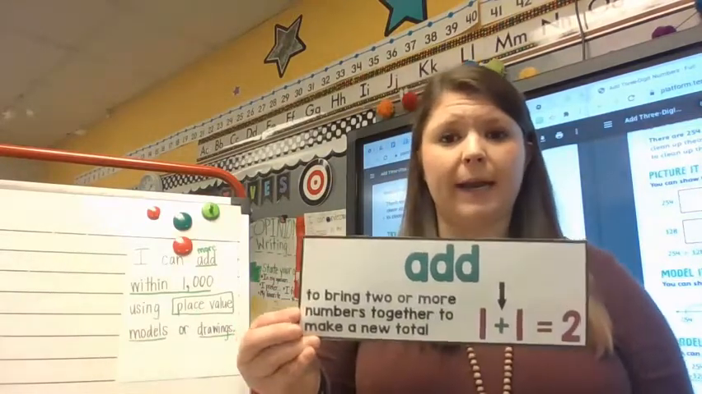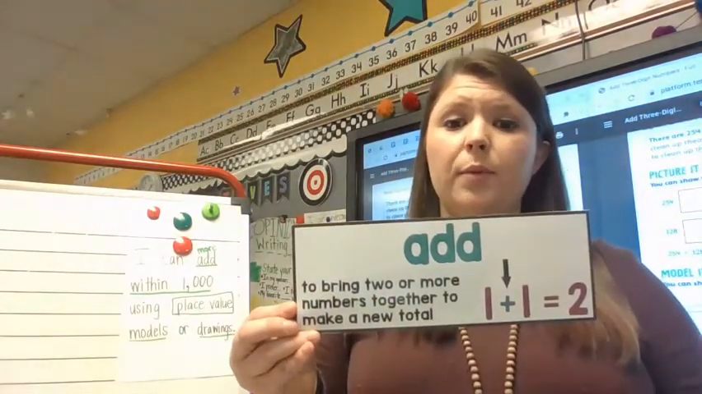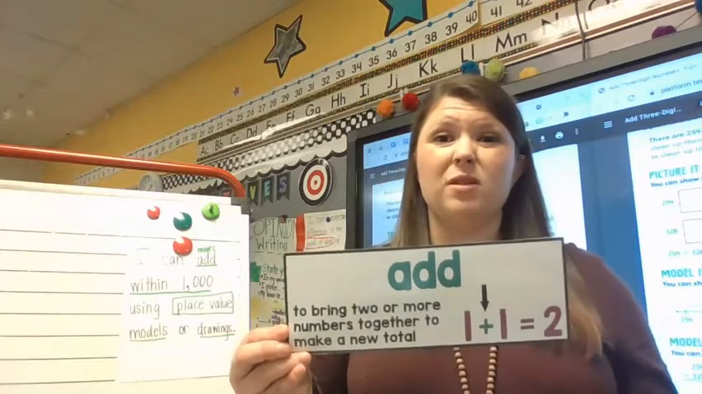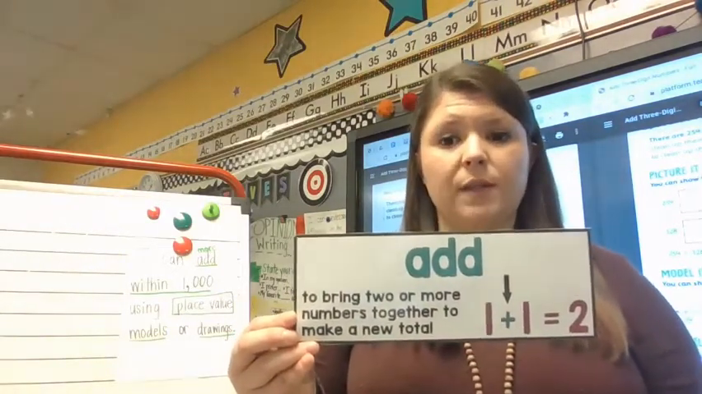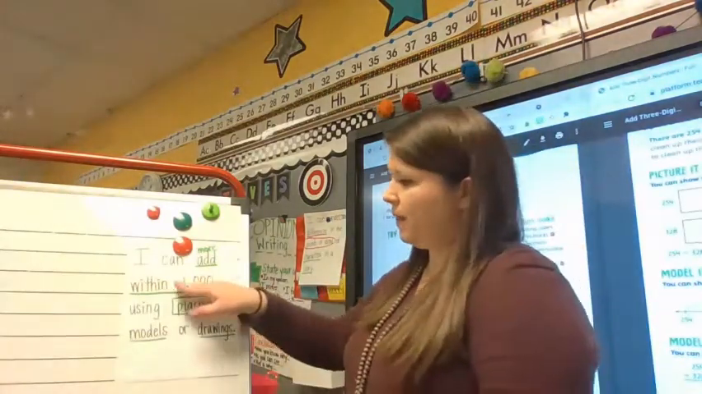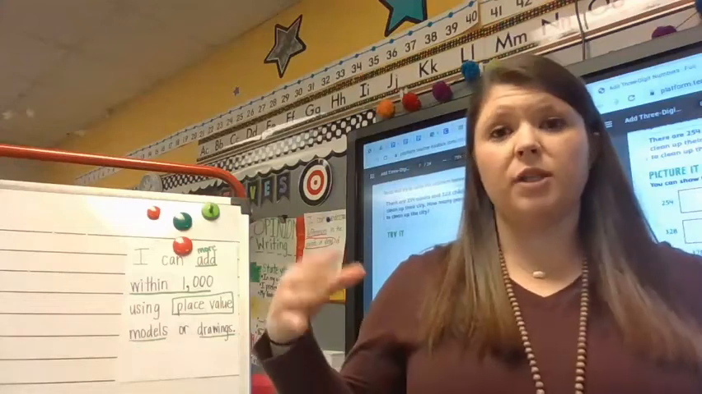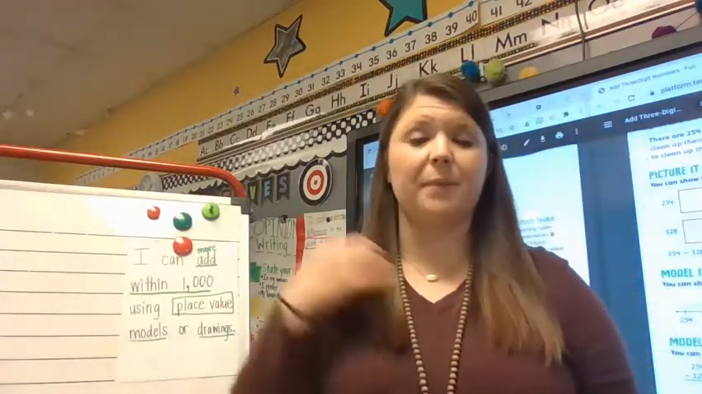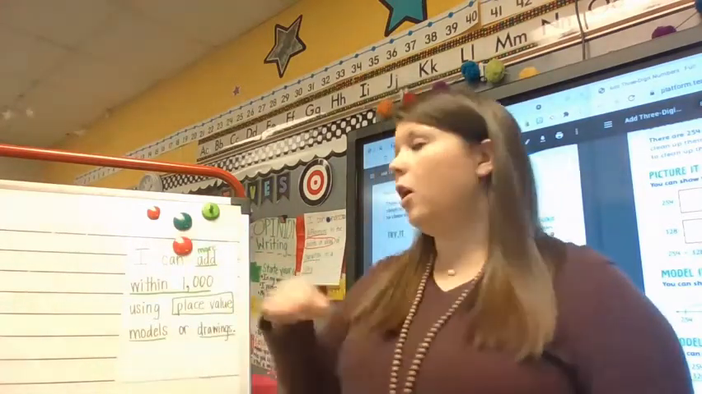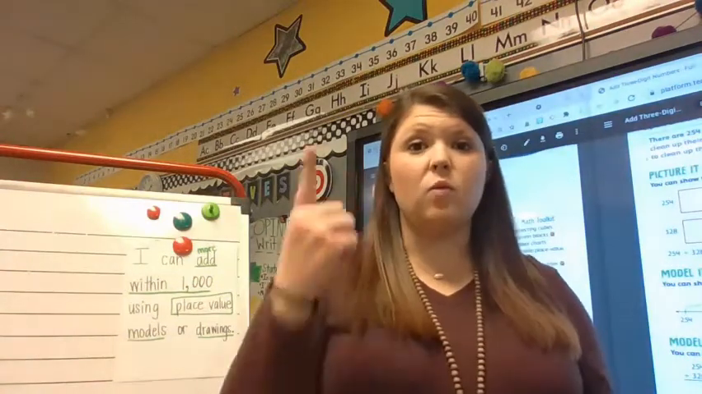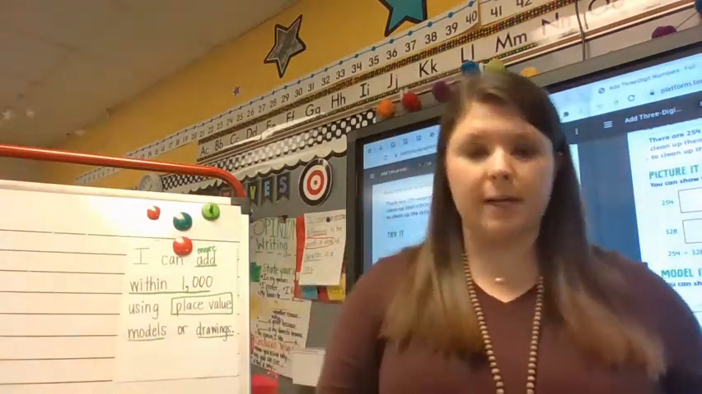Let's look at the word add. Add means to bring two or more numbers together to find a result or a new total. When we're adding, we use the plus sign. We've also talked about within 1,000. Remember, those are all of the numbers that are less than 1,000, like 6, 600, 68. Okay, all those numbers that are within 1,000: 1-digit, 2-digit, and 3-digit numbers.